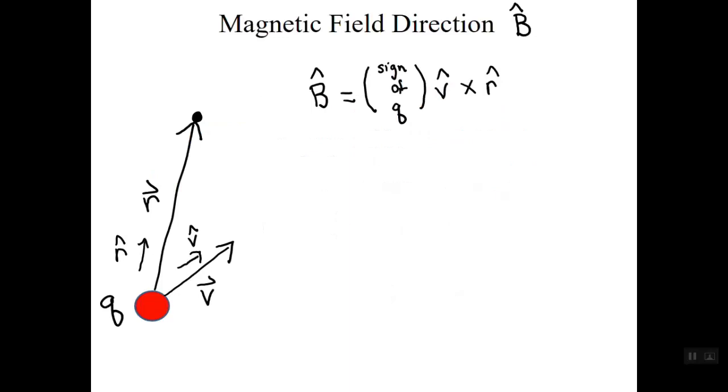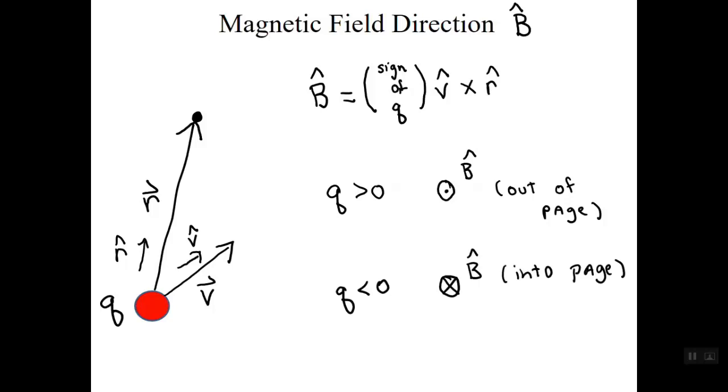By applying the right-hand rule to this example, we find that B hat is out of the page, that is, in the same direction as v hat cross r hat, if the charge is positive. If Q is negative, then B hat points oppositely to v hat cross r hat. That is, for Q negative in this example, the direction of the magnetic field is into the page.